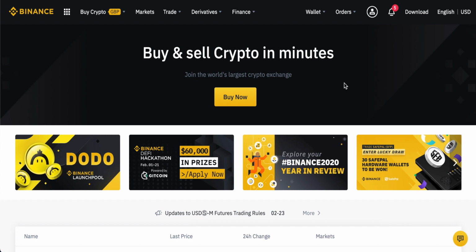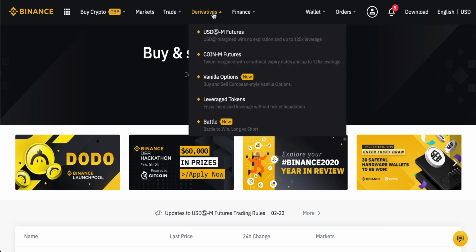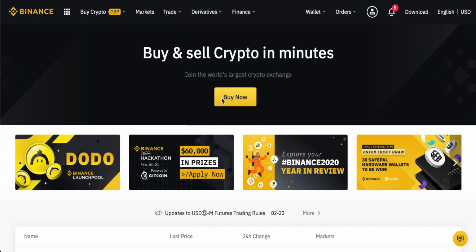It will take you through to this page. This is the home page. I'm already logged in. So let's come over to derivatives and come down to leveraged tokens.